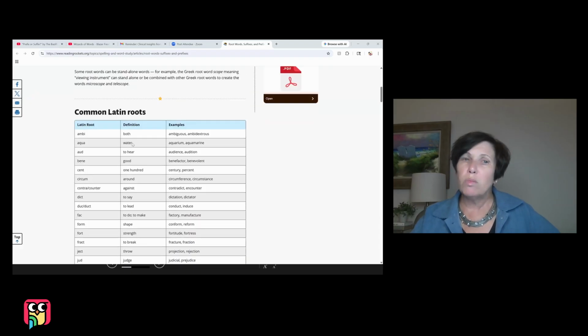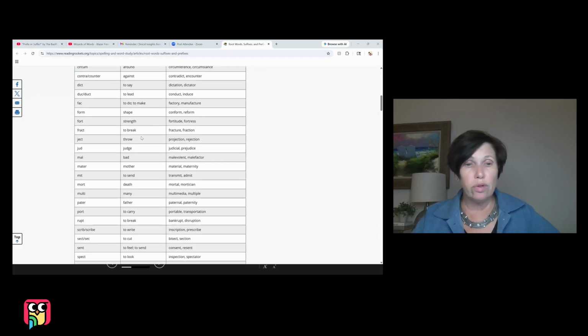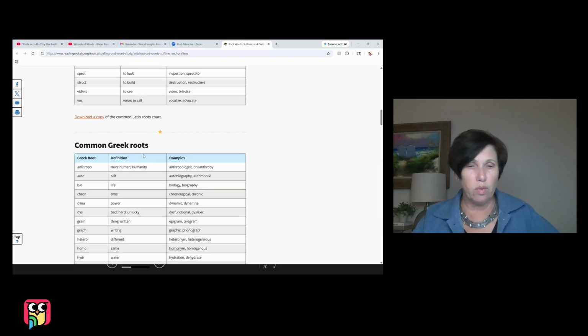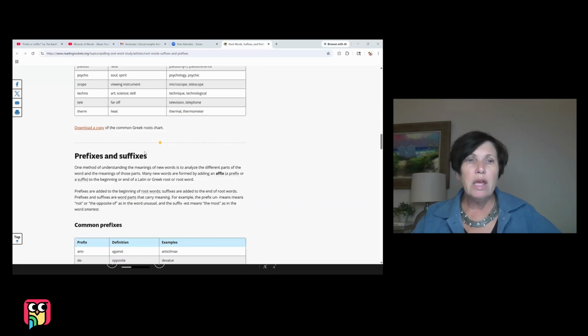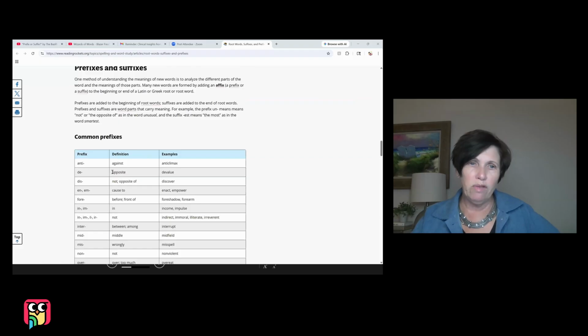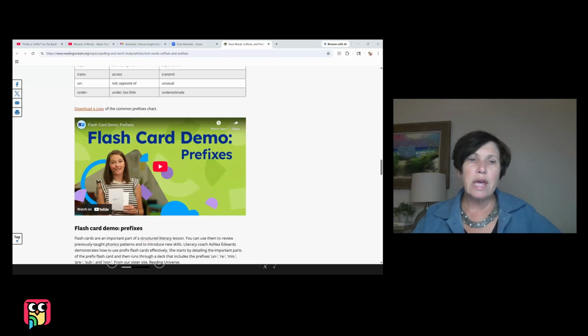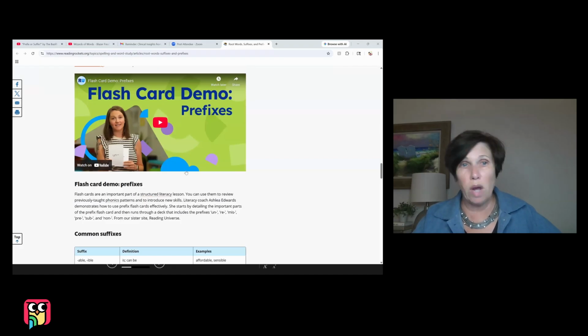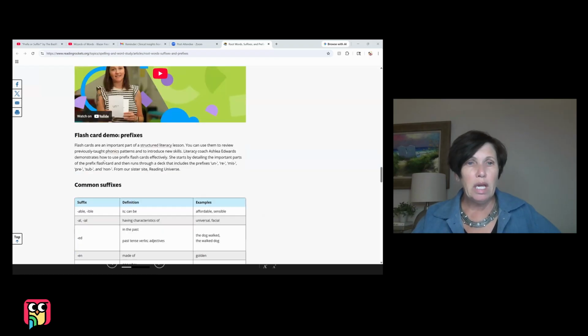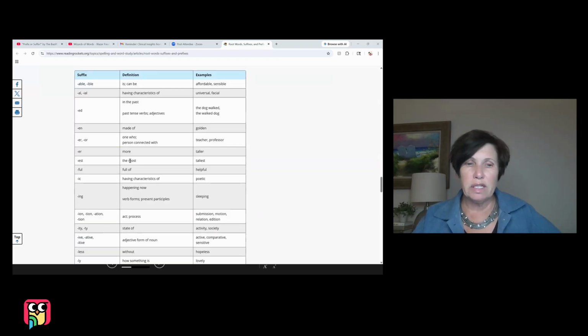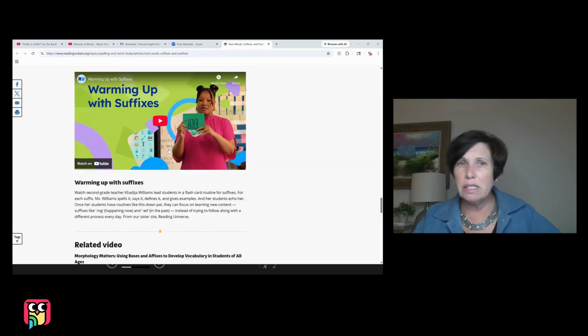It starts with going through the most common Latin roots, then the most common Greek roots. You can download a copy. Then it goes into the most common prefixes. There are some videos in there as well and some demonstrations. And then it goes into the most common suffixes from there. And you can download copies.